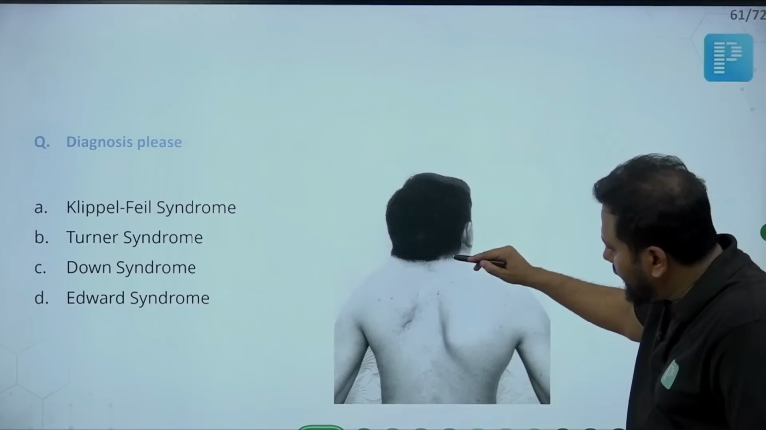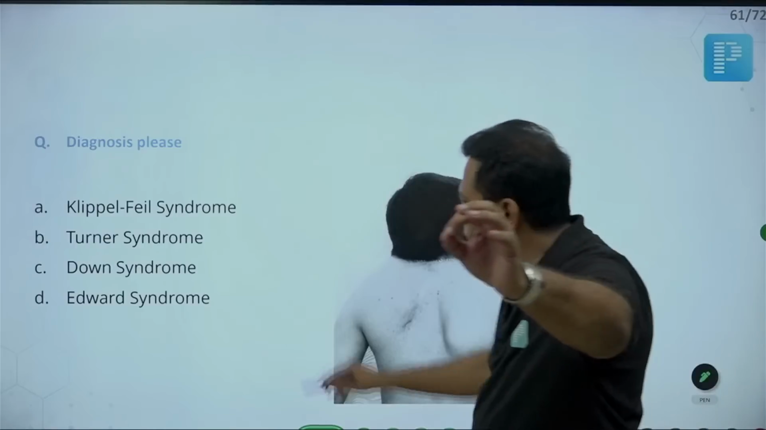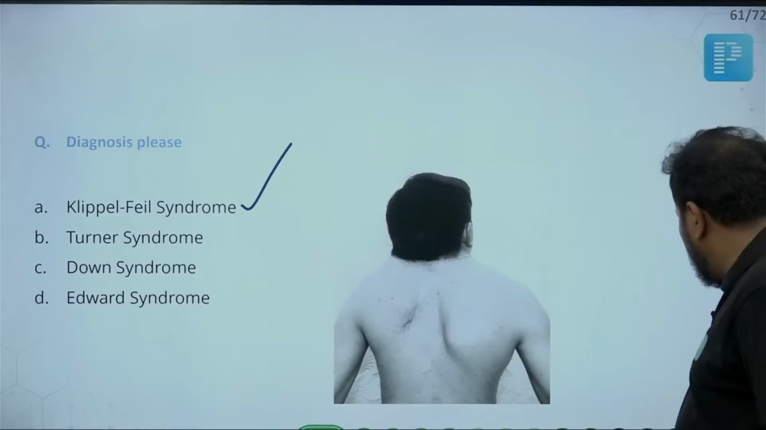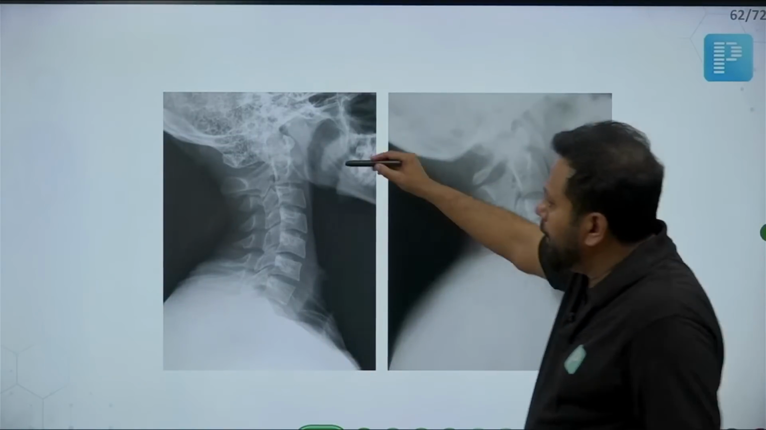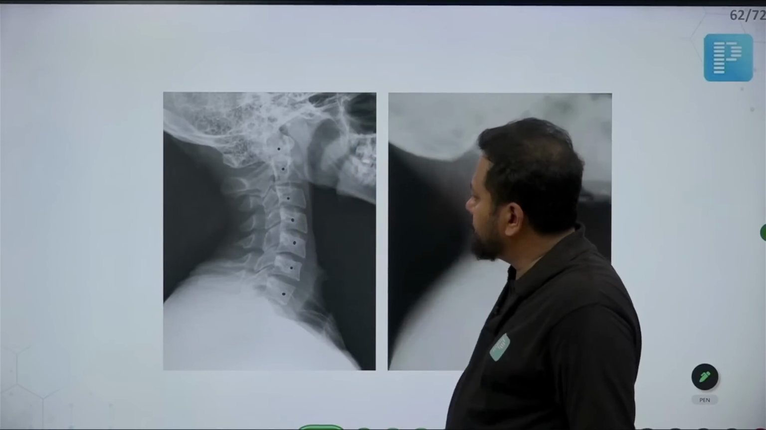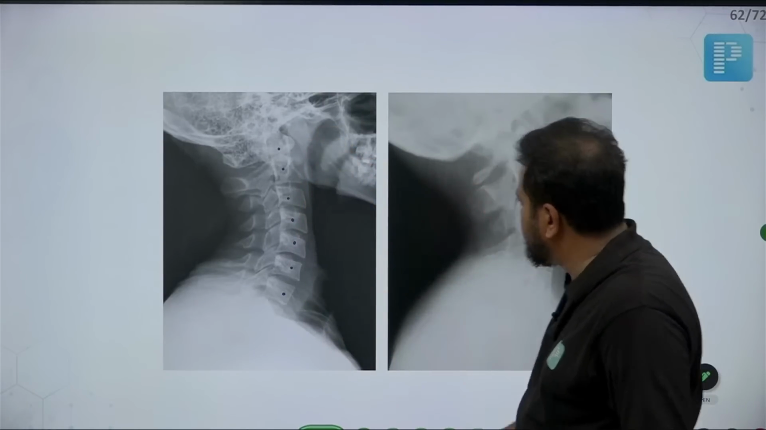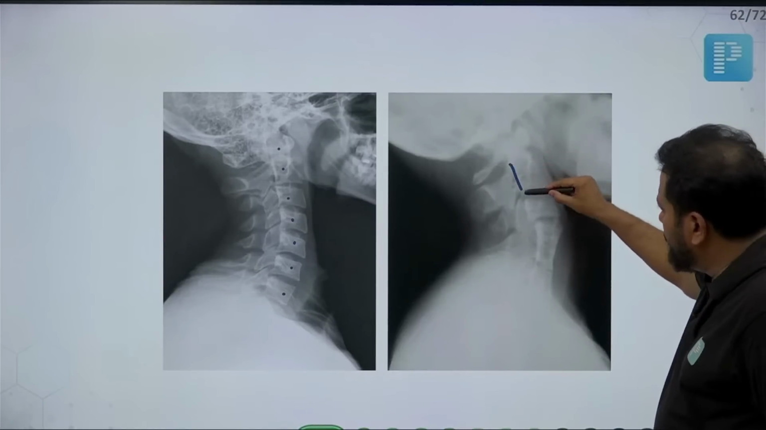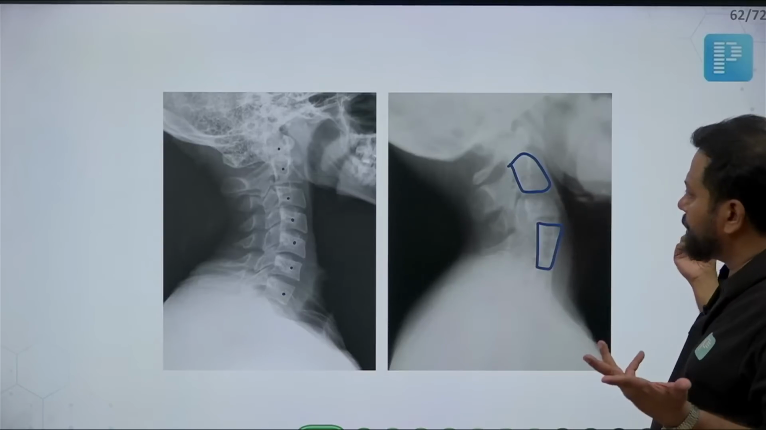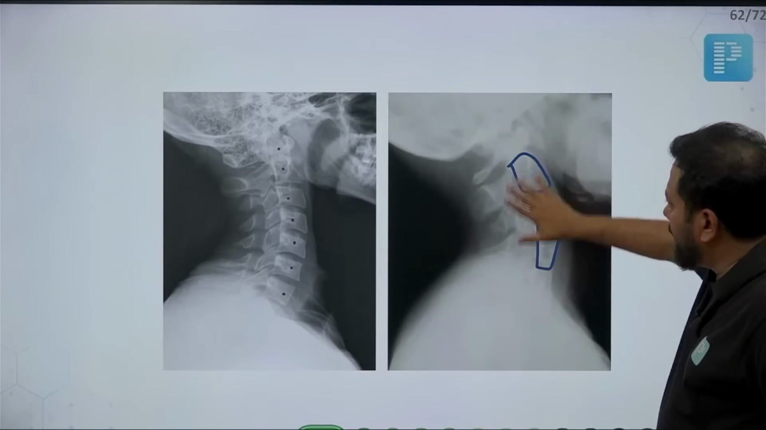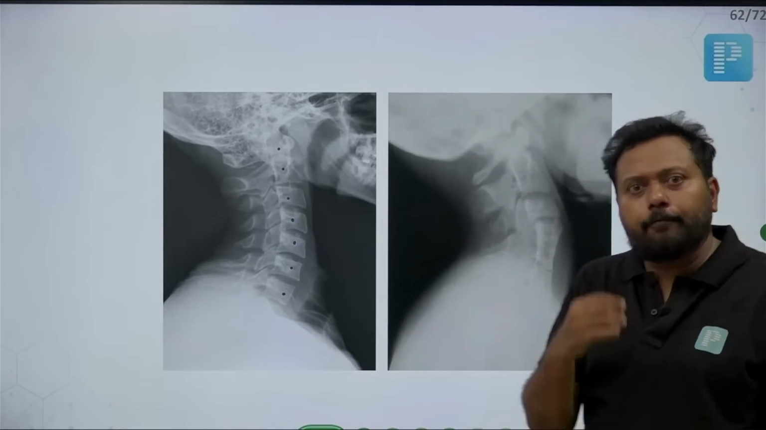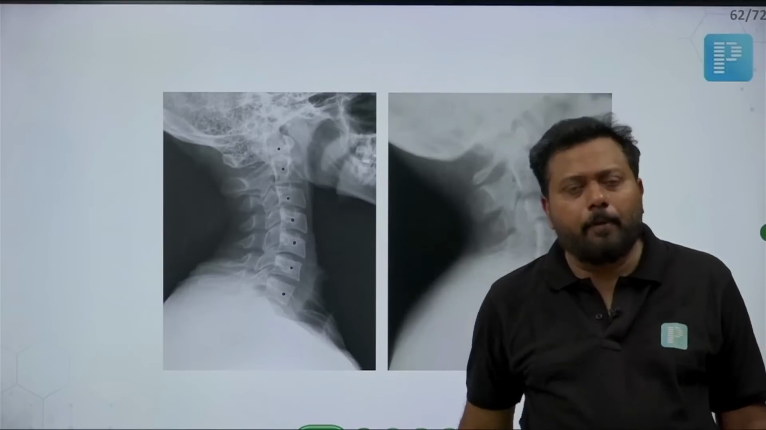So a short neck associated with Sprengel shoulder, the only diagnosis in the whole world is Klippel-Feil syndrome. What do you mean by Klippel-Feil syndrome? You see, this is a normal cervical vertebra. You are able to see 1, 2, 3, 4, 5, 6, 7. Normally you are able to see cervical vertebrae like this. Here when you see, a few are fused to form one block. The whole thing is fused. Yes or no? So they are not separate. So congenitally fused cervical vertebra is called Klippel-Feil syndrome.